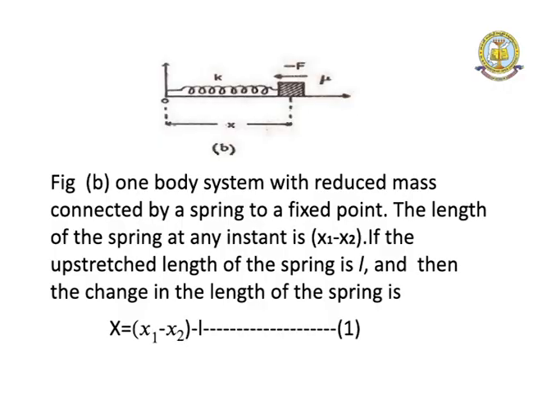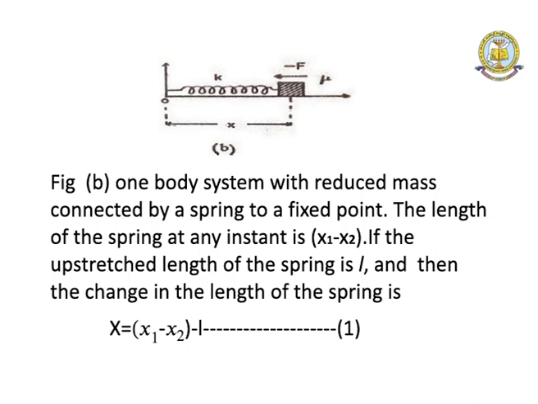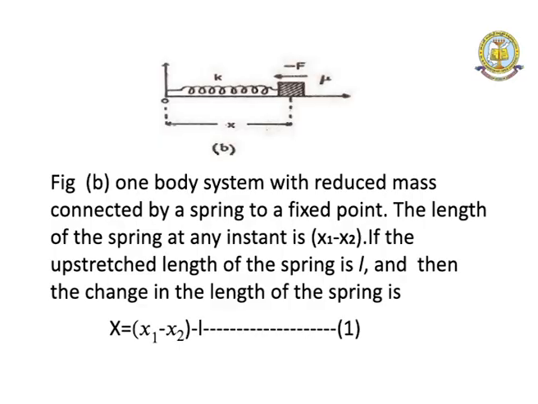In another figure, it is only one body system with a reduced mass connected by a spring to a fixed point. The length of the spring at an instant is x1 minus x2. If the unstretched length of the spring is L, then the change in the length of the spring is x equal to x1 minus x2 minus L. So this is the one body system, a reduced mass connected by a spring to a fixed point.